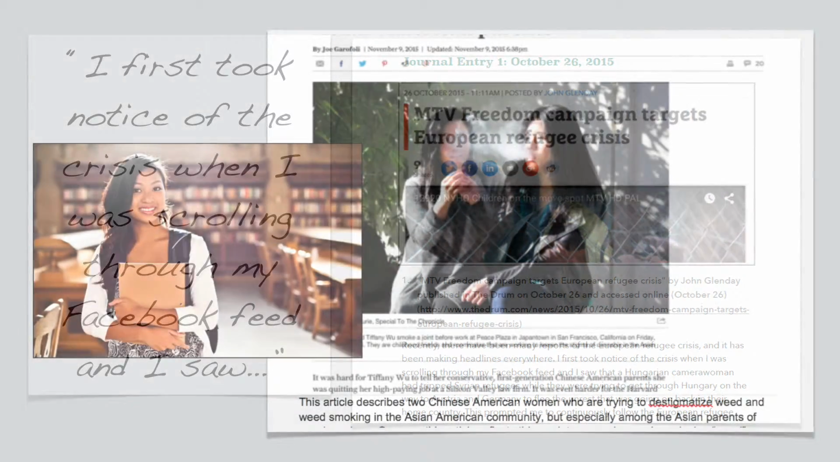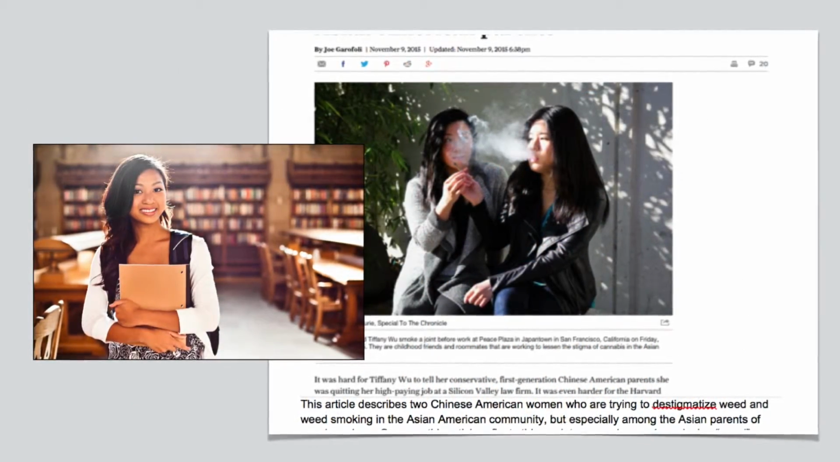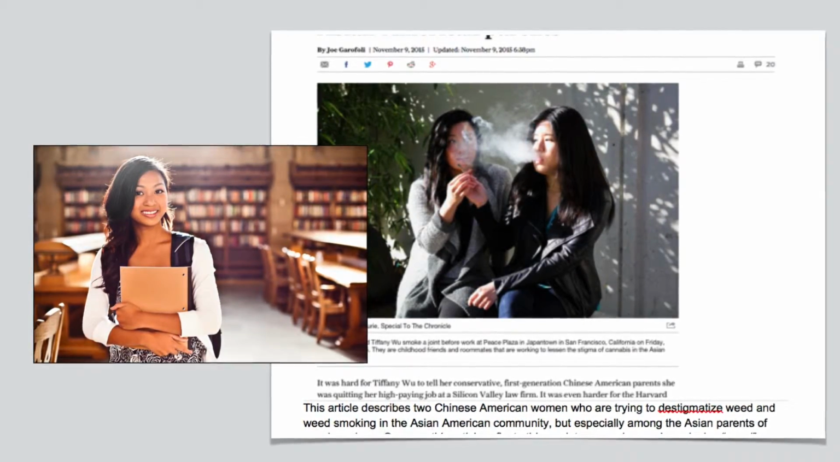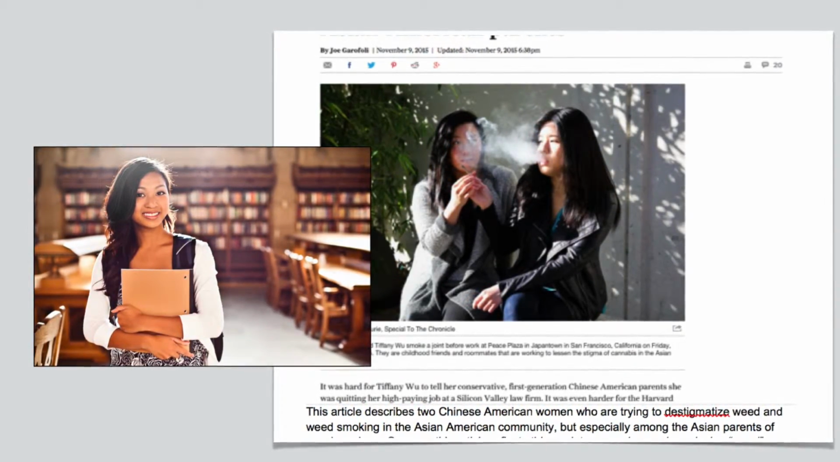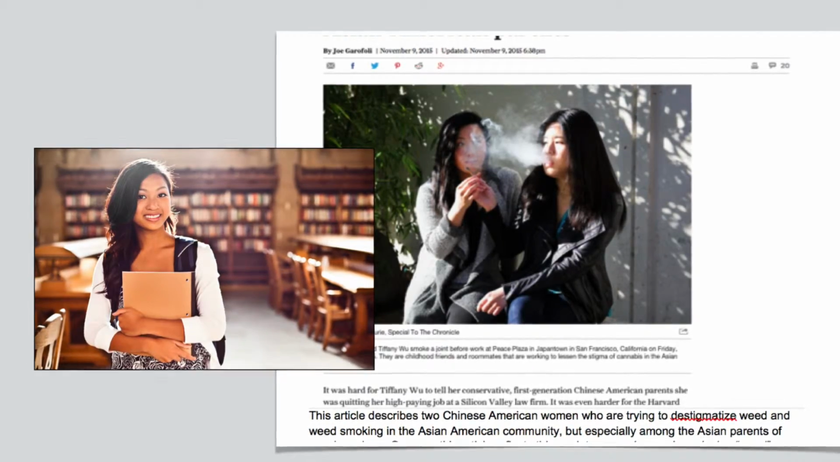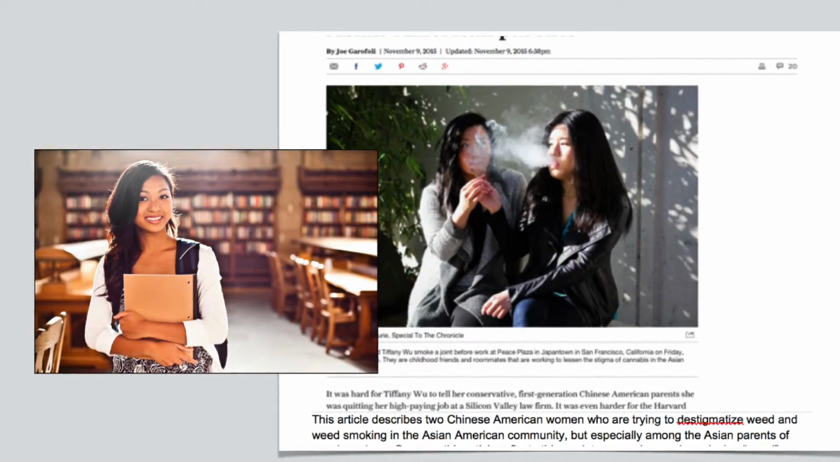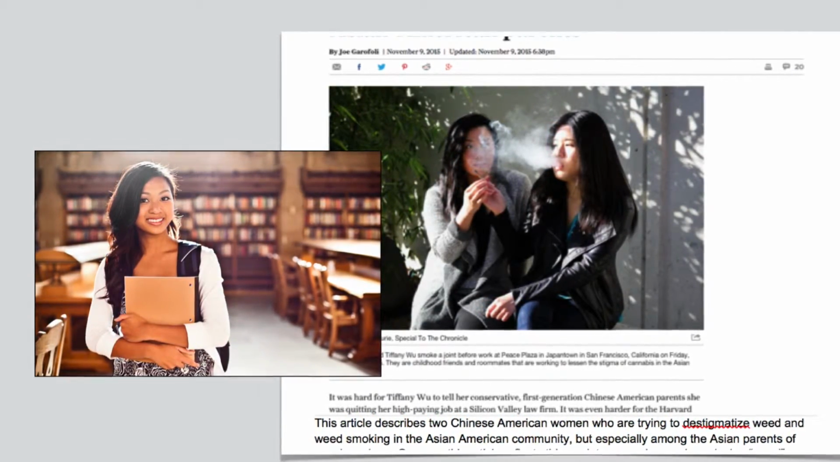Another student decided to focus on her own ethnic group of Asian Americans and included an article about Chinese American women smoking marijuana. She connected it to perspectives on Chinese Americans throughout history.